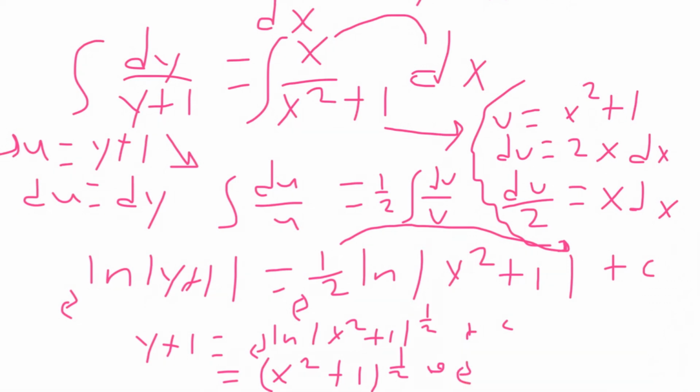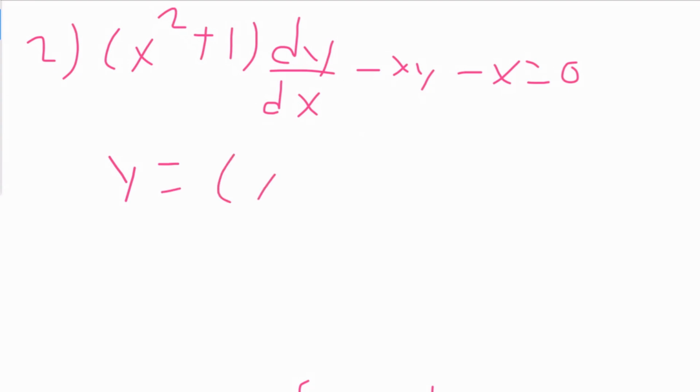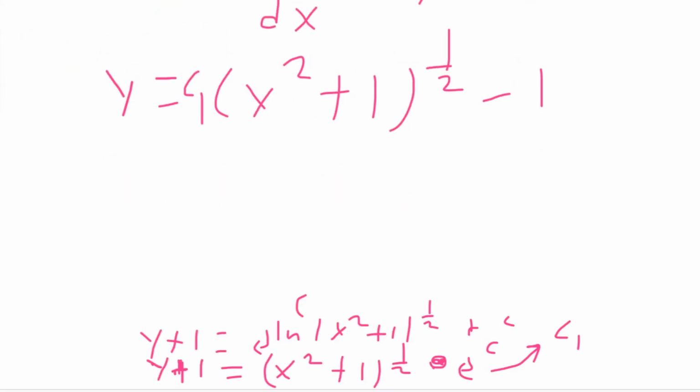But this e to the c could just be called c1. So you could rewrite this whole thing as y is equal to (x squared plus 1) to the 1/2, multiplied by c1, and subtract the 1, because this is supposed to be a minus. My apologies. And this is your general solution.